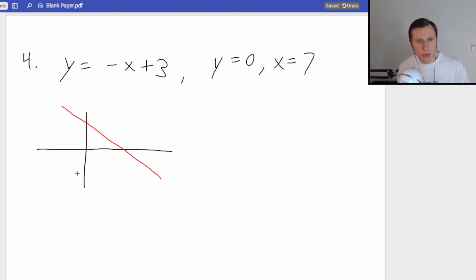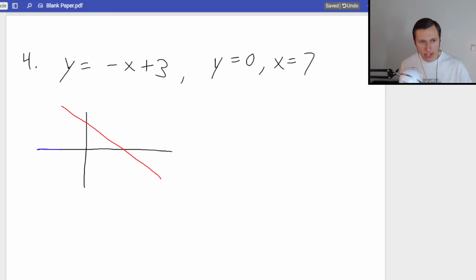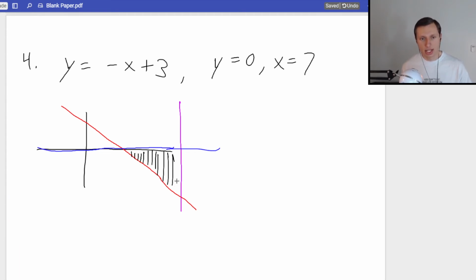The line y equals 0 is actually the x-axis. I can draw that in blue. It's literally the x-axis. And then x equals 7. I mean, we don't know exactly where it's going to be, but it's probably going to be somewhere over here. I need to extend this a little bit longer, as you can see. But it's going to be somewhere around there. So now my region is bounded by 3 functions. And this time I have 3 intersection points because I have 3 functions.